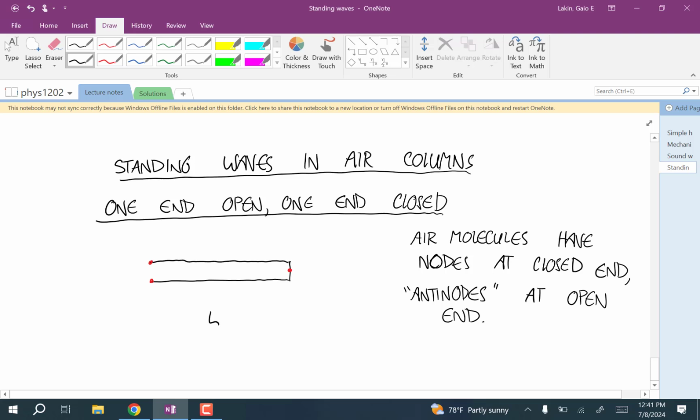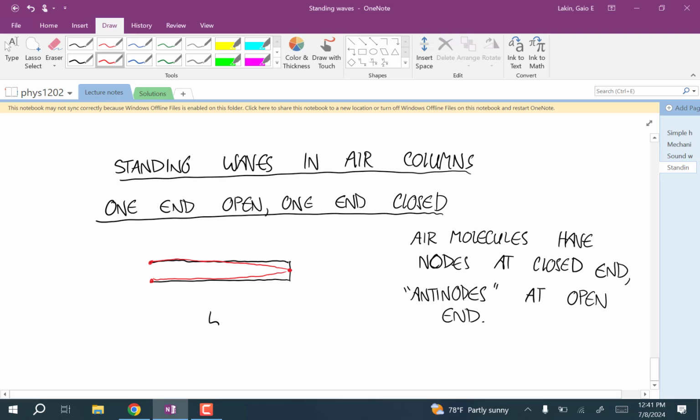And this has a length L. So what's the biggest wave that you could have that could have a node at the closed end and an antinode at the open end? The biggest you could get is something like this. Okay. Well, how much of a wave is that? How much of a full cycle of a sine or a cosine wave is that?